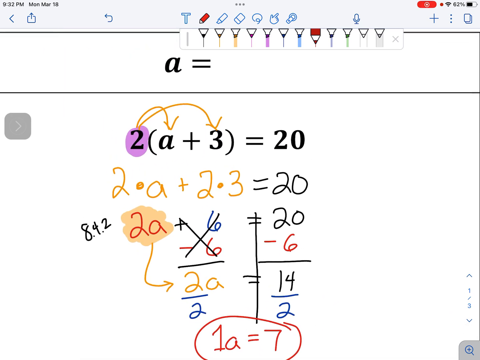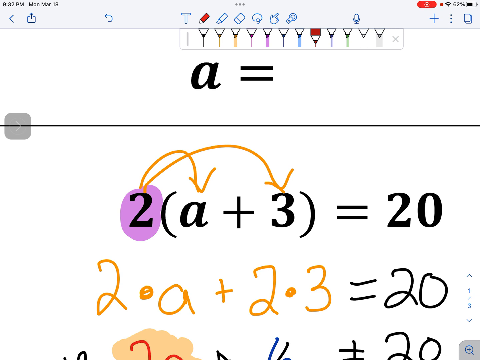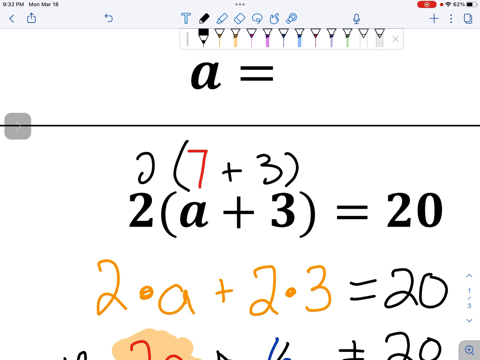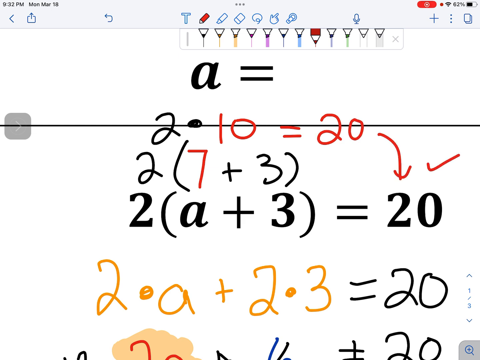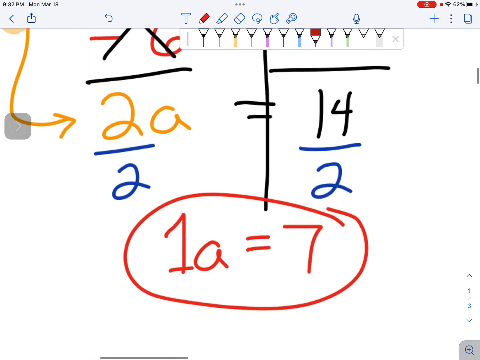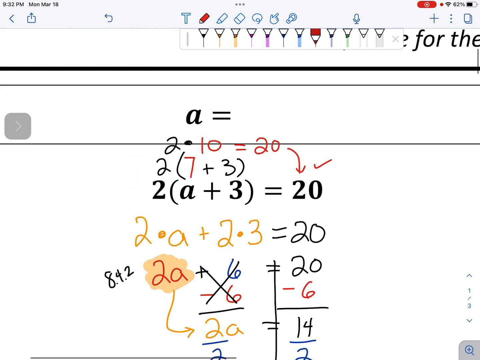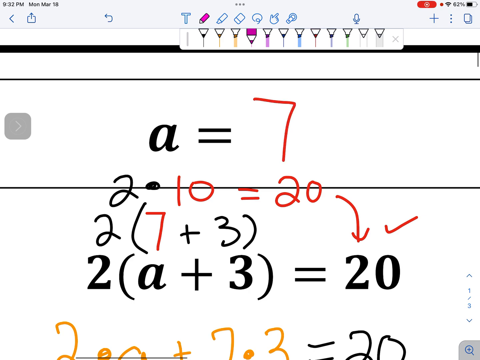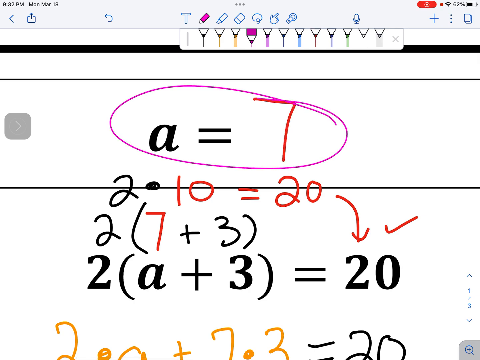Let's go back to the original problem. And now I can see that this is 7 plus 3. And it's 2 of those. So this is 2 times 10. 2 times 10 is 20. That matches. It checks out. So that means A is not 10. A is 7. Going back up to the top, A equals 7. This is the correct answer.